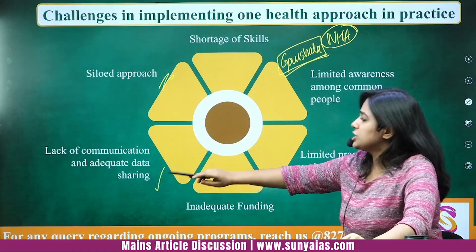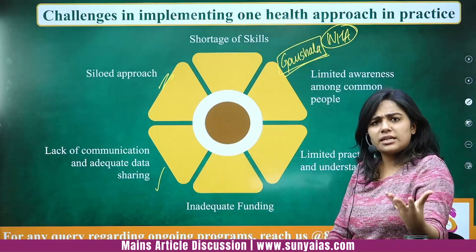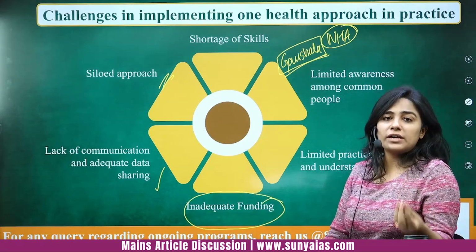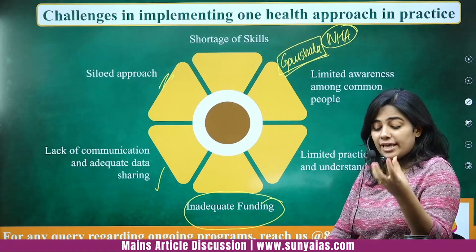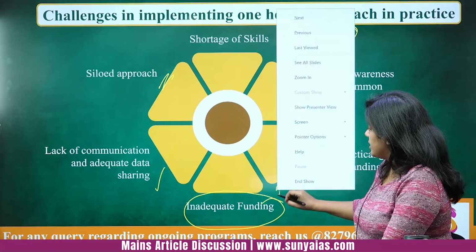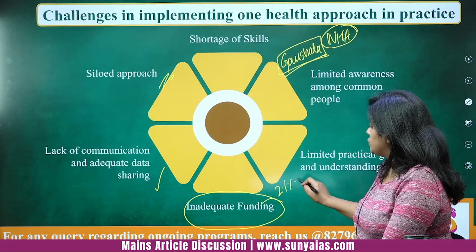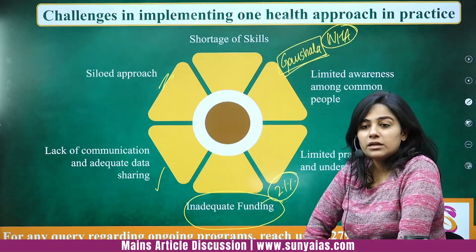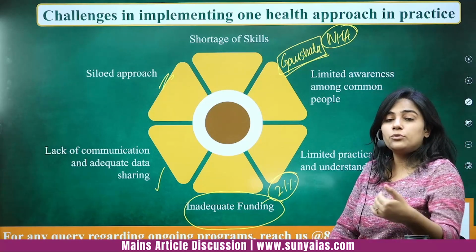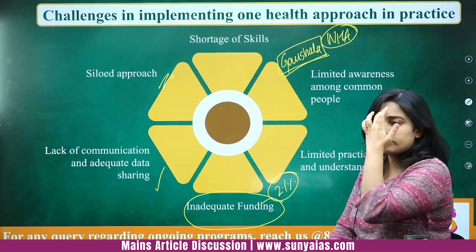Lack of communication and adequate data sharing. We don't understand the concept of One Health. Inadequate funding. We don't even have funding overall for the health sector touching 5%. We have hardly 2.1% of GDP being spent on the health sector. How can we expect money to flow in for the livestock, right?